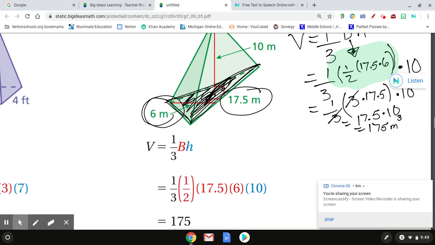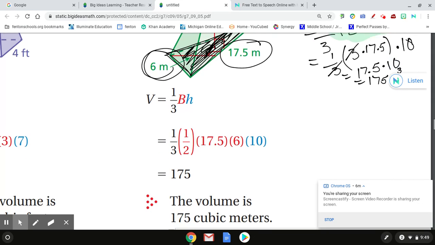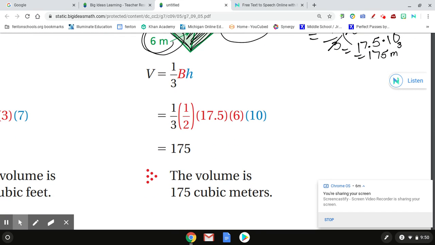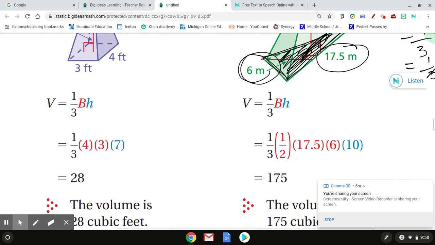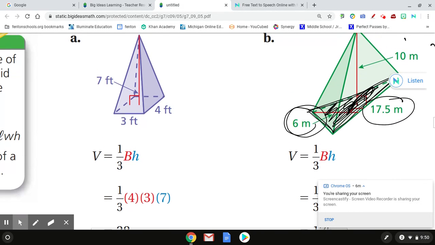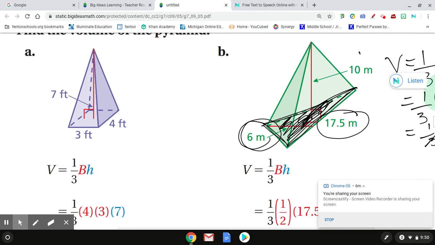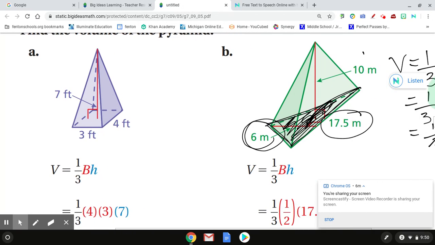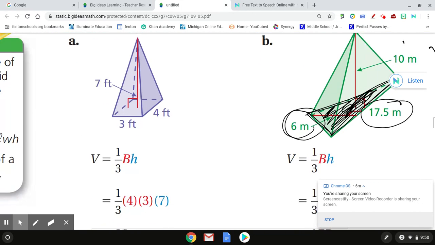That's all right. Okay, so if we look at this, here is the work that I just showed you over here, and that's what it looks like. So again, we're just plugging and chugging. Our new formula is volume equals 1/3 the area of the base times the height of the entire pyramid. Okay, so that is what you're going to practice this week.